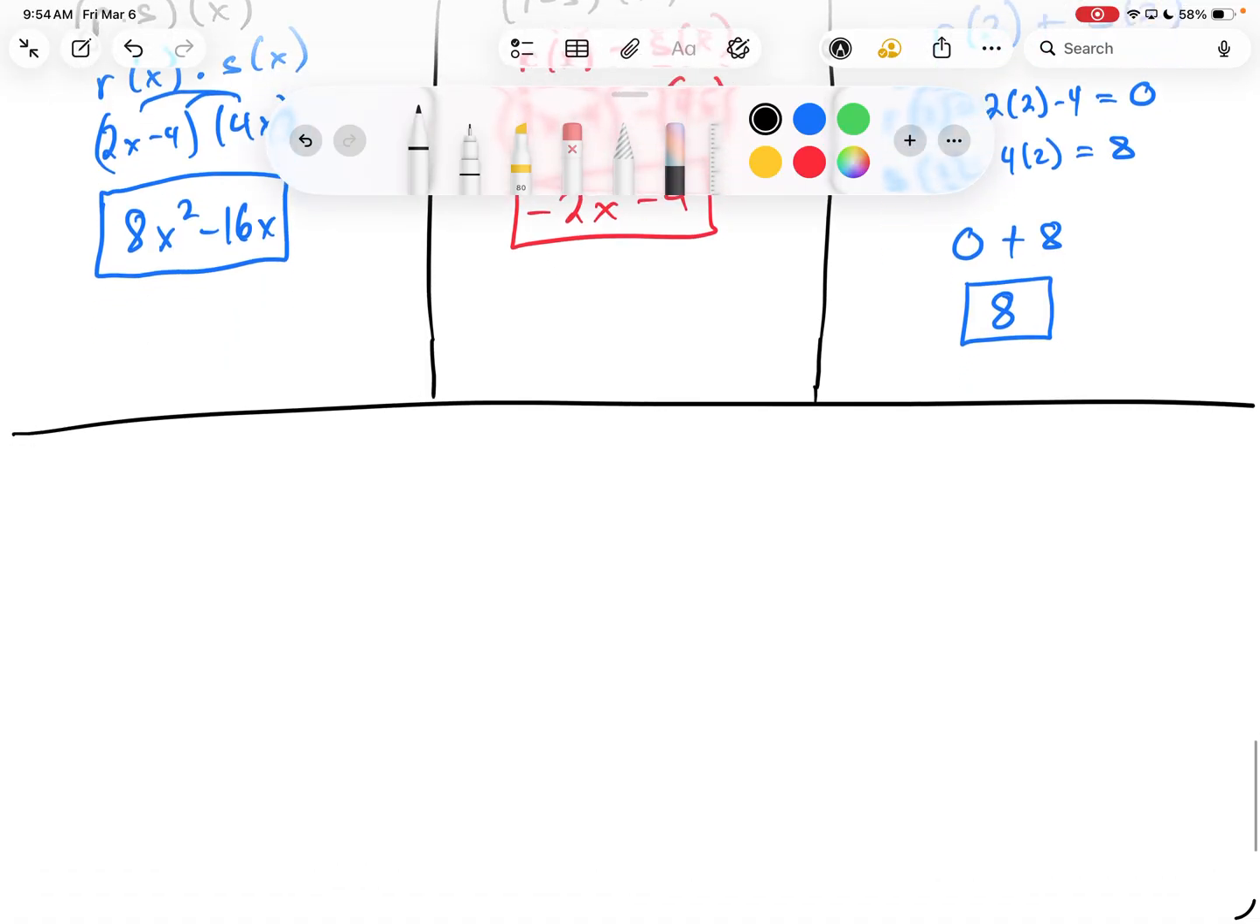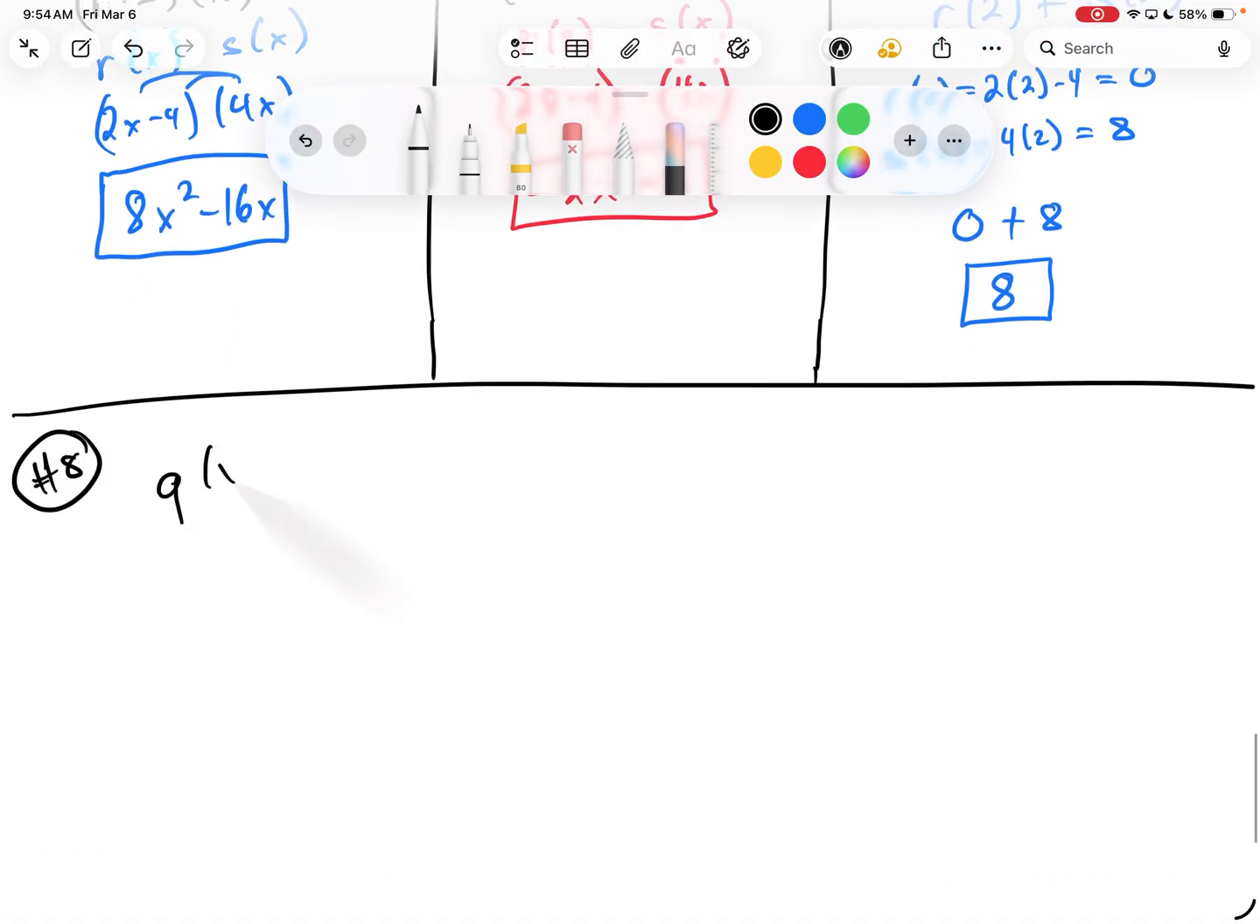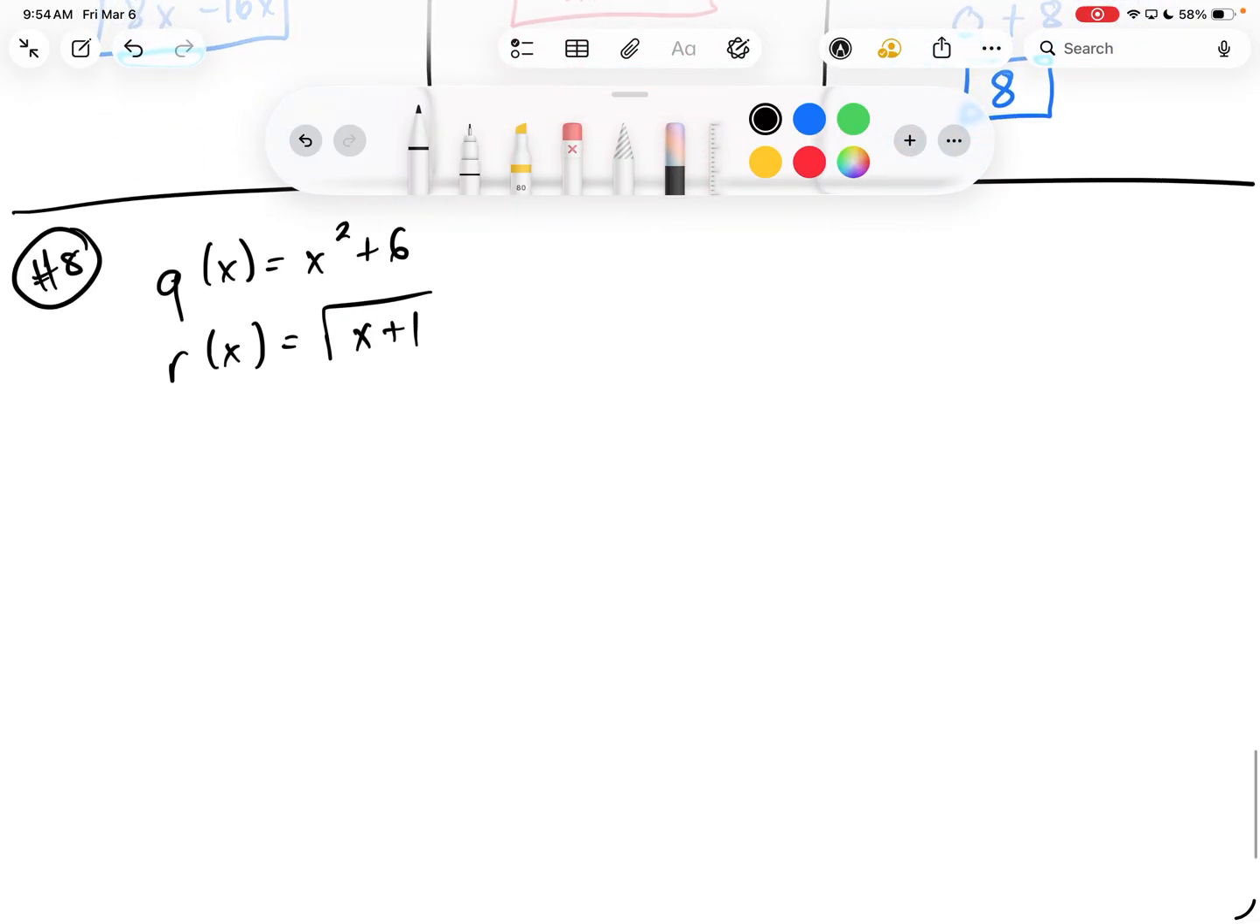All right, number 8. Q of x equals x squared plus 6. R of x equals the square root of x plus 1. We want to find R of Q of 3.